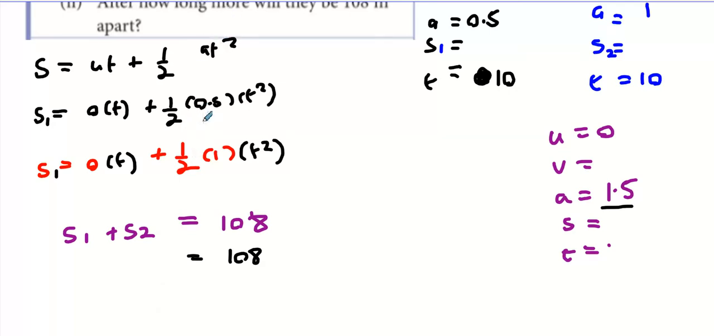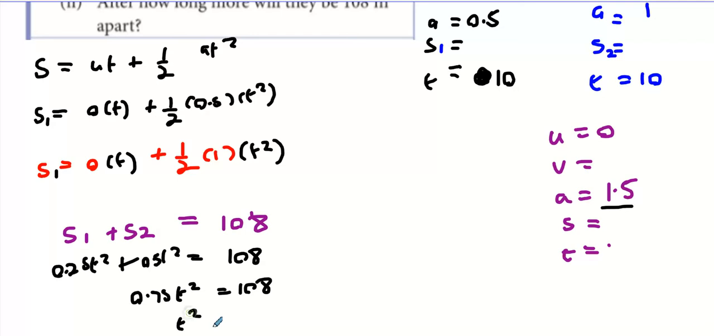A half of 0.5 is 0.25 t squared, and then a half of 1 is 0.5 t squared. Good spot. 0.75 t squared equals 108. Somebody divide 108 by 0.75. You get 144. And then the t value is 12.